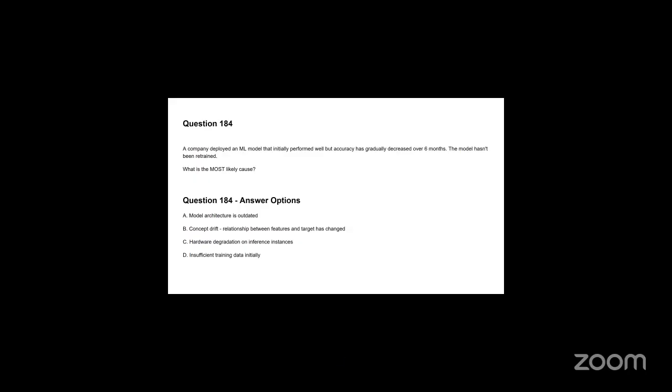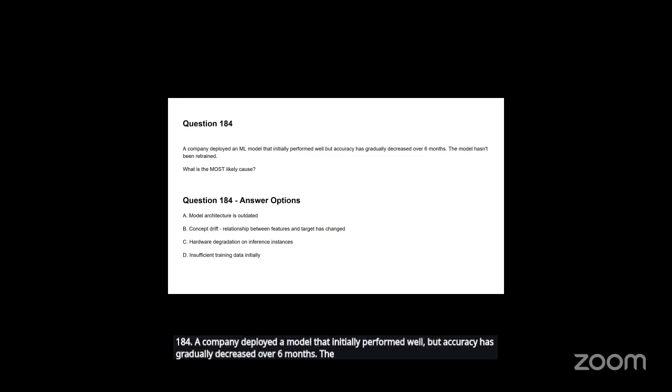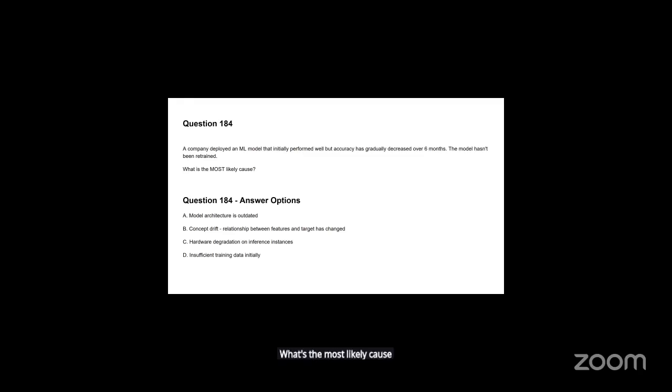184. A company deployed a model that initially performed well, but accuracy has gradually decreased over 6 months. The model hasn't been retrained. What's the most likely cause? The architecture is outdated, concept drift, hardware degradation, or insufficient training data initially.